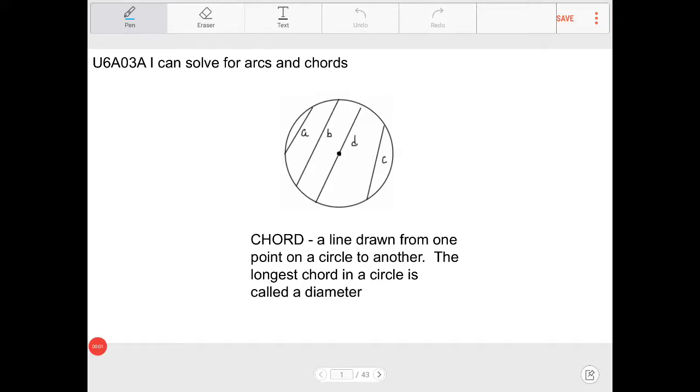Students, this is lesson U6A03a. By the end of the lesson, you should be able to say, I can solve for arcs and chords. So let's get through some of the concepts that you will need to be successful in completing some of the exercises that accompany this lesson.